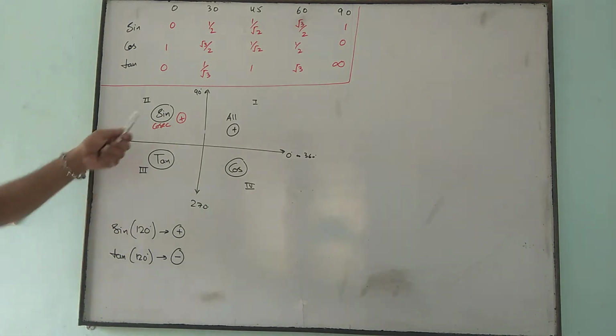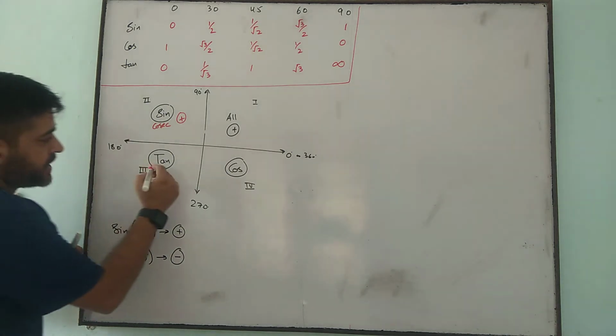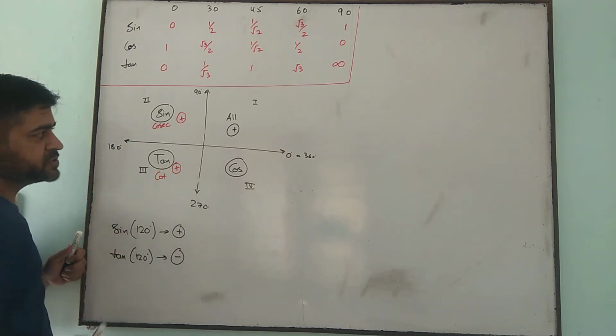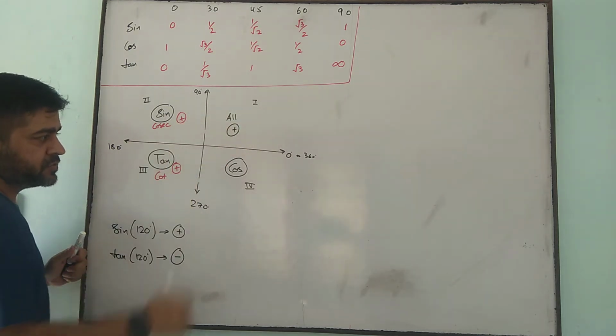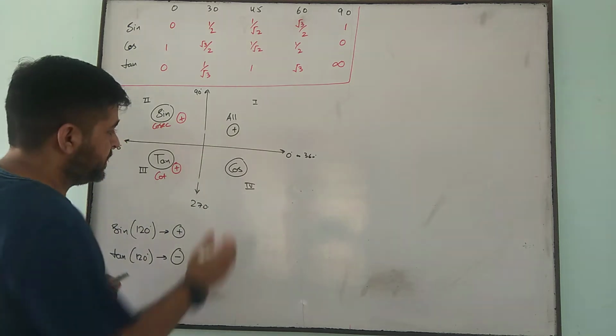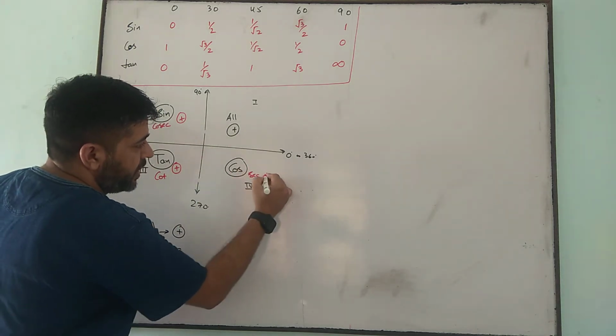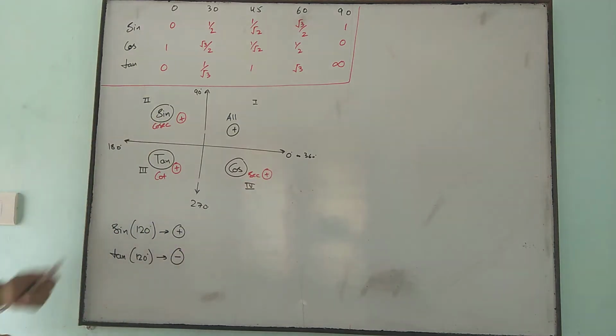This is the meaning of positive. Tan and cot are positive only between 180 and 270, and in the first quadrant also. In the first quadrant all are positive, and cos and secant are positive in the fourth quadrant. So this you have to learn.